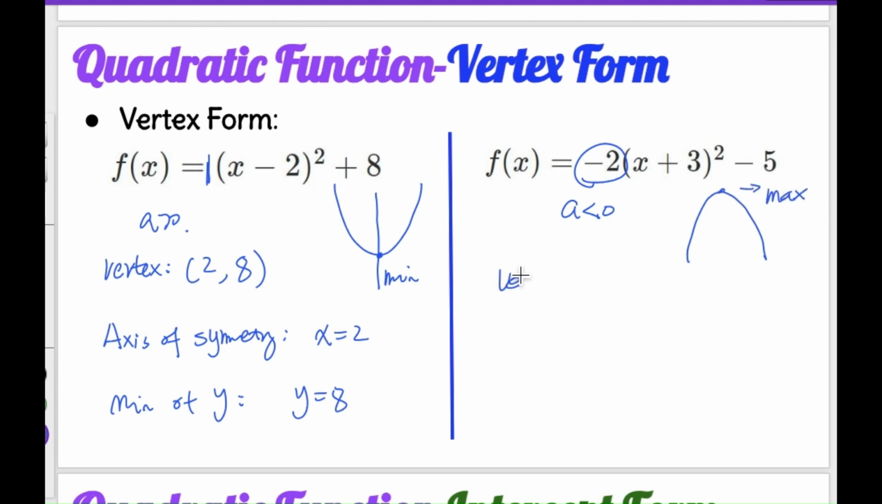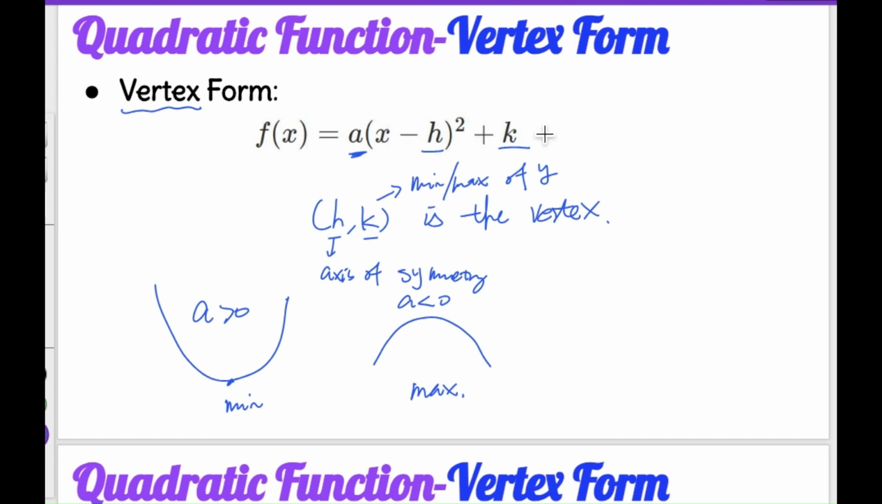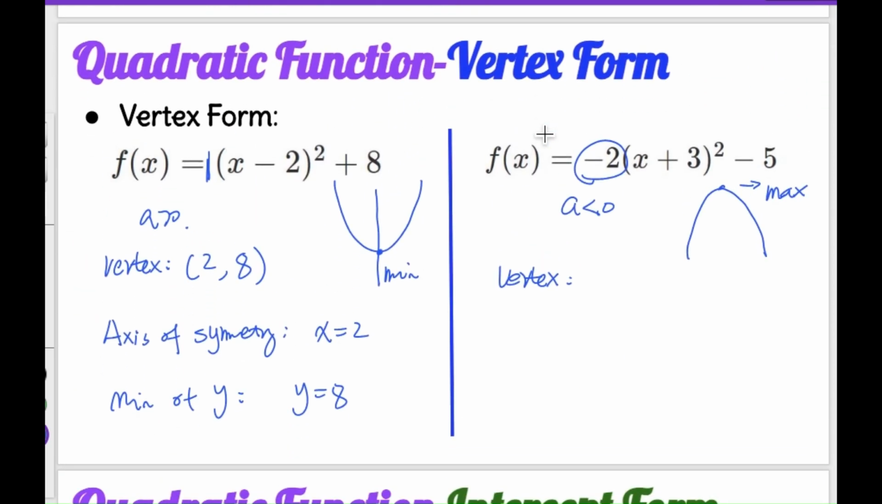And how do we read the vertex? Pay attention here, because originally the graph looks like a(x minus h) squared plus k. When you plus a number, you just need to read the opposite value here, which is -3. Consider the value that makes this part 0, which is the opposite of the constant here, so it's -3. Then we just read the outside number, which is -5.